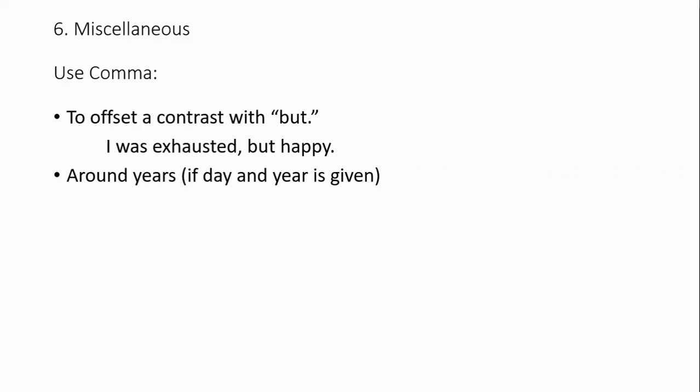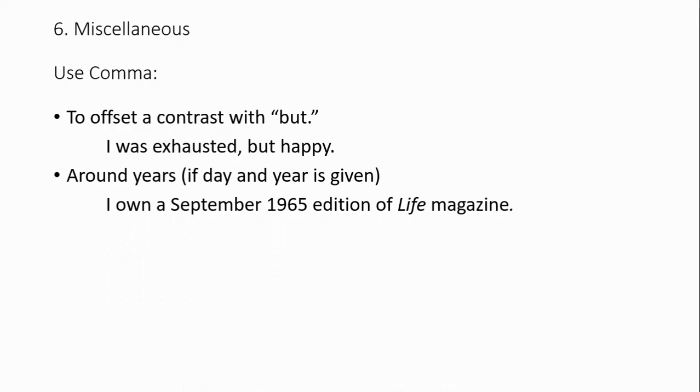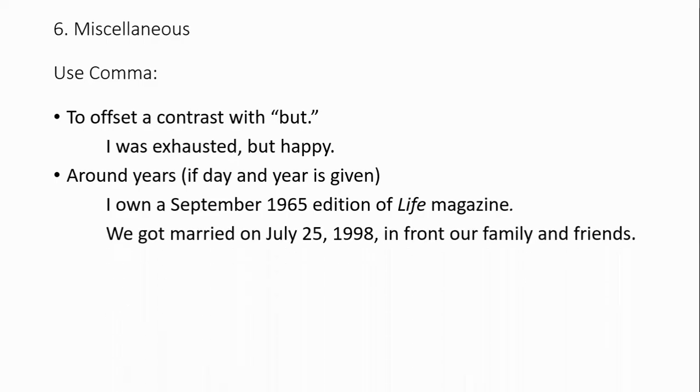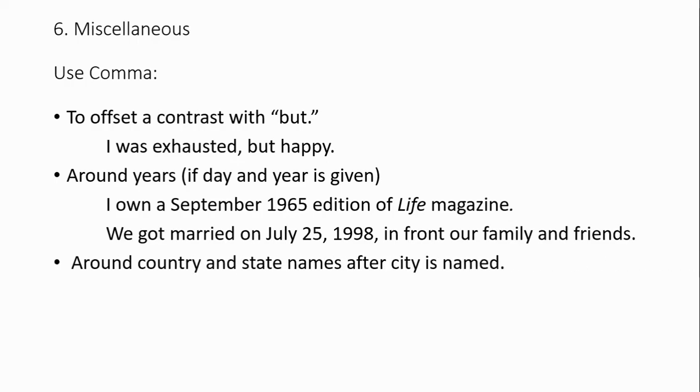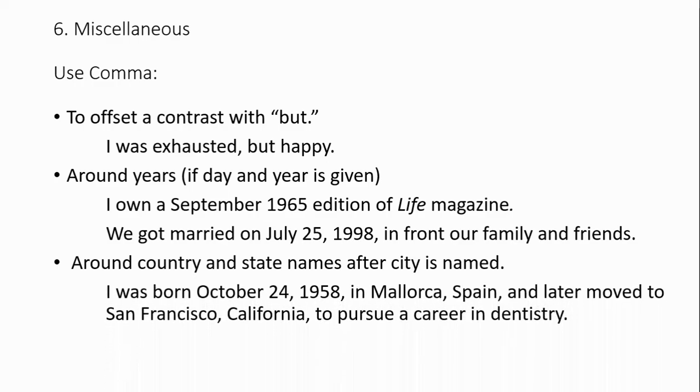Here's another. Around years if a day and year is given. So I own a September 1965 edition of Life magazine. You'll notice that the actual day is not given. So this one is fine. No commas here. However, we got married on July 25th, 1998, in front of our family and friends. You'll notice the year gets surrounded with commas. Here's another. Around country and state names after a city is named. I was born on October 24th, 1958, so that's an exact date. We surround the year with commas. In Mallorca, Spain, we surround Spain with commas, and later moved to San Francisco, California, we surround California with commas, to pursue a career in dentistry. In some ways, these last two rules, put commas around years if it's an exact date, or around the country and state names after a city is named, are actually versions of rule number 5, if you think of the year or country or state as by-the-way information.